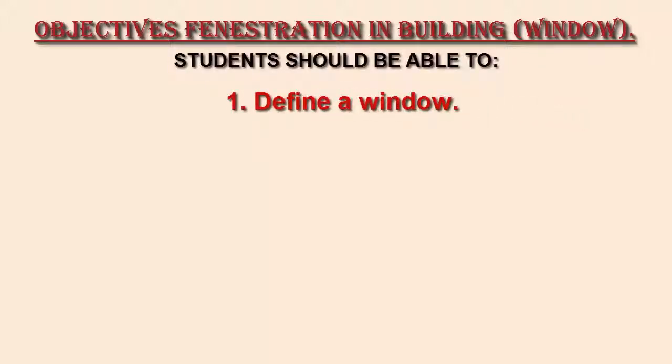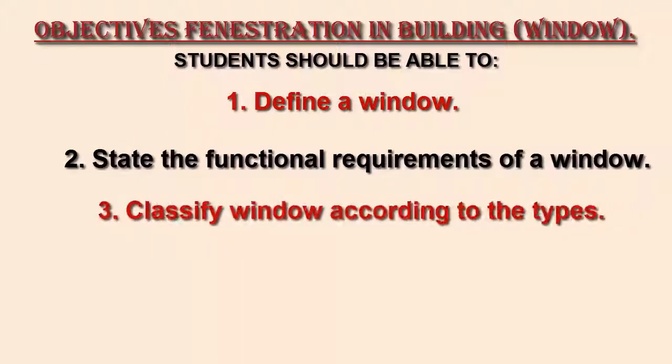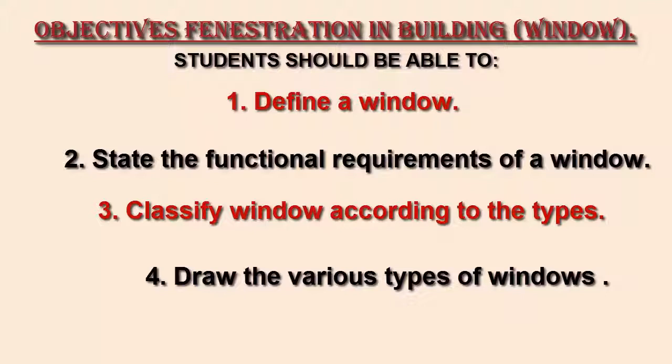So after discussing this window, at the end of the lesson, the students are supposed to be able to define window. They should be able to state the functional requirement of a window. The students are supposed to be able to classify window, the various types of windows. And the students, by diagram, should be able to draw the various types of window. Those are the objectives expected of the students to achieve at the end of the lesson. Thank you.